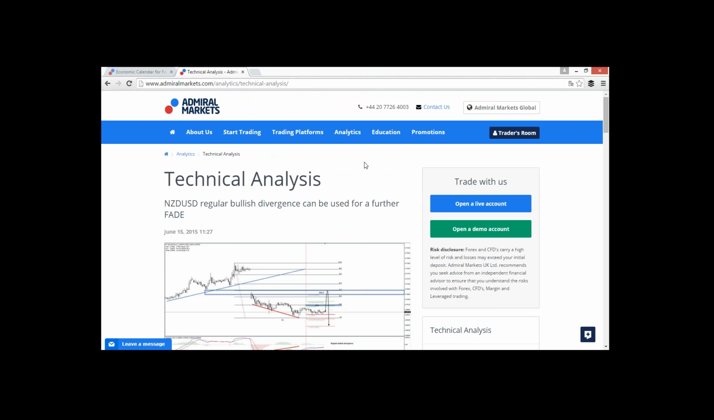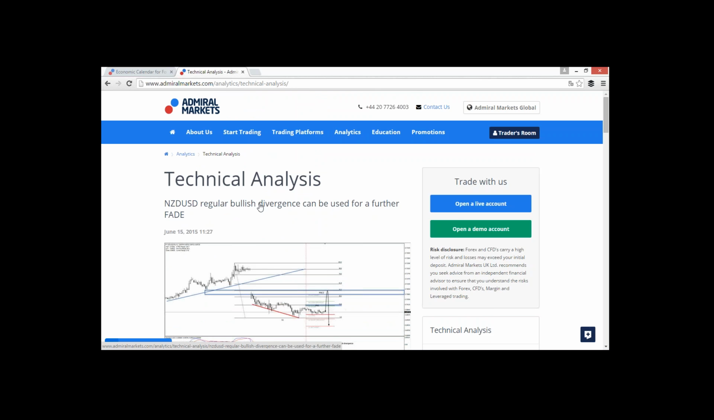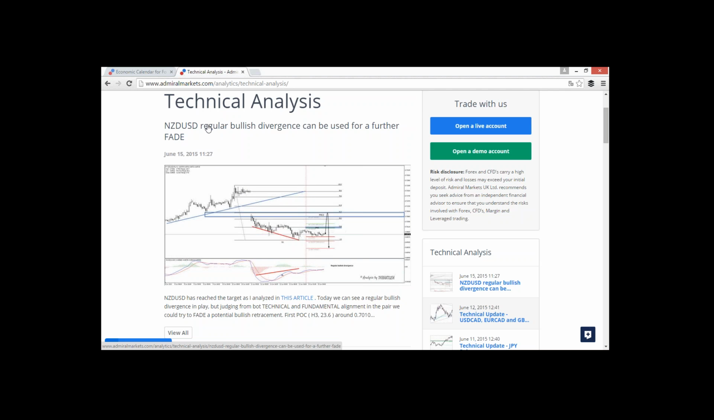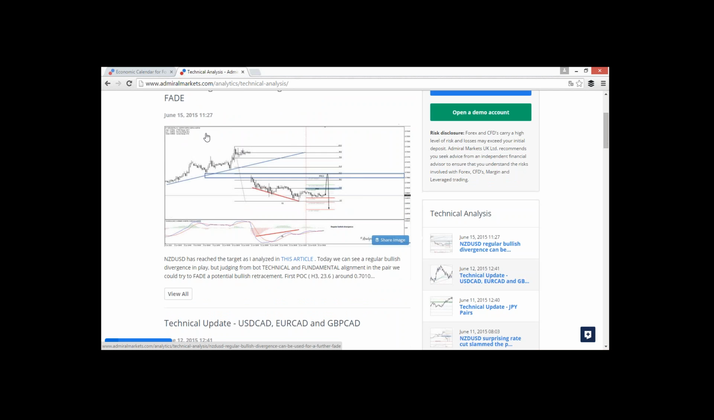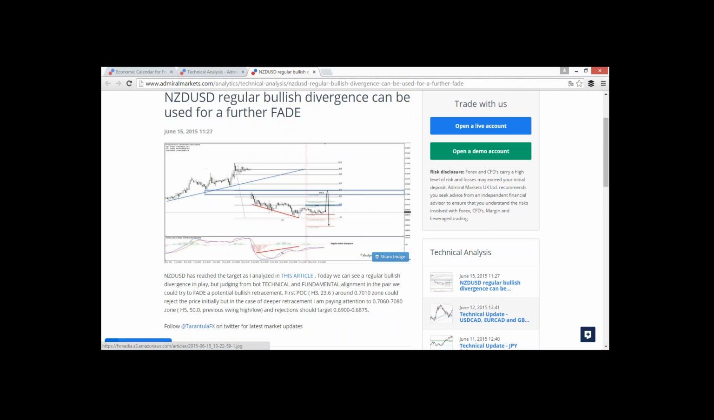Besides the wave analysis that I mentioned, there's also a technical analysis section in the analytics part of Admiral Markets, by the way. Take a look at that: technical analysis, fundamental analysis, wave analysis, calendar. I just showed you. Those things are updated regularly, and you can see that here we have an article from Nenet: New Zealand regular bullish divergence can be used for further trades. So let's take a look at that, what Nenet had to say. Before that, on Friday, was a technical update on the CAD, for instance, etc. Let's see.